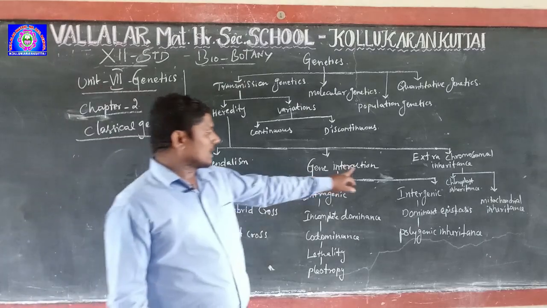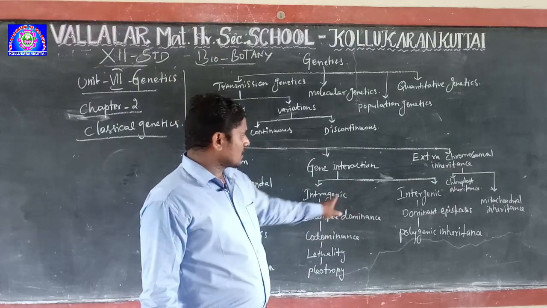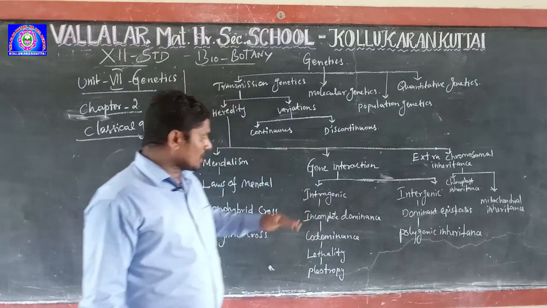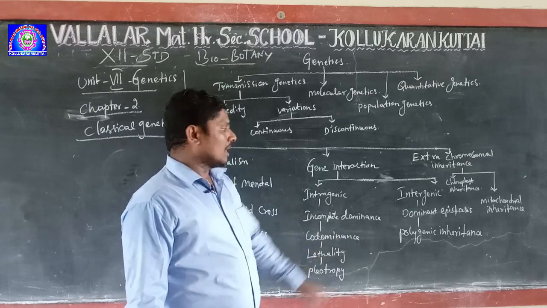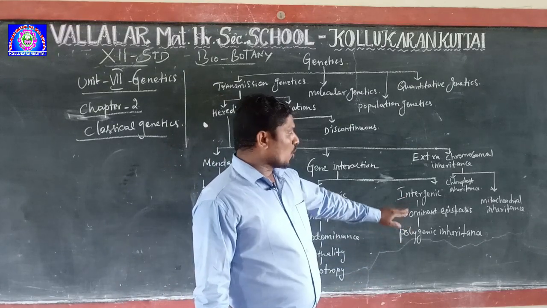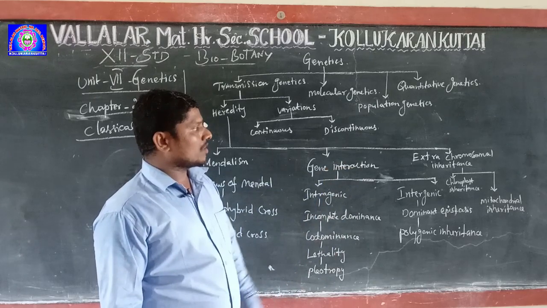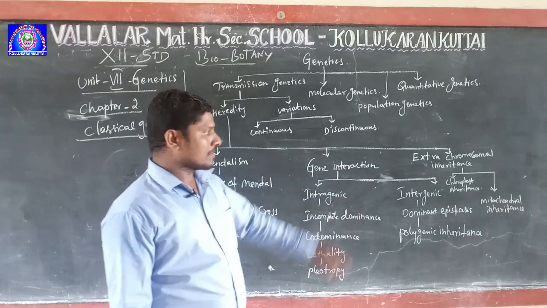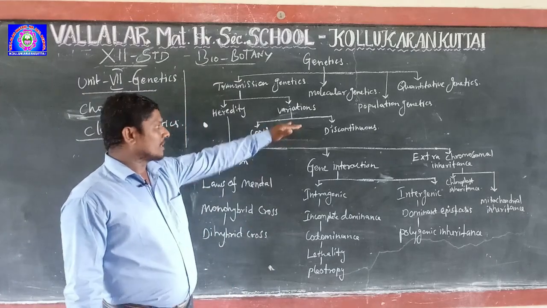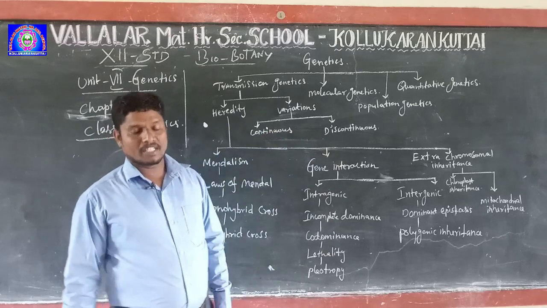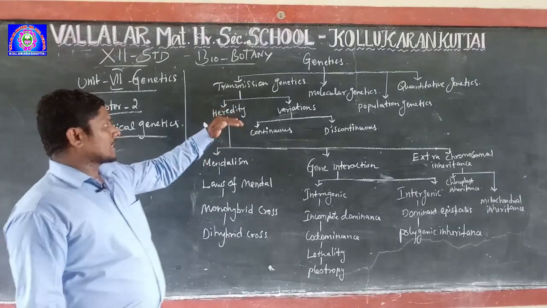And then gene interaction is divided into 2 types: intragenic, intergenic. Intragenic includes incomplete dominance, codominance, lethality, pleiotropy, and intergenic includes dominant epistasis and polygenic inheritance. And then the last one, extra chromosomal inheritance, is further divided into 2 types: chloroplast inheritance and mitochondrial inheritance. And then variation is divided into 2 types: continuous variation and discontinuous variation. I am going to explain transmission genetics.